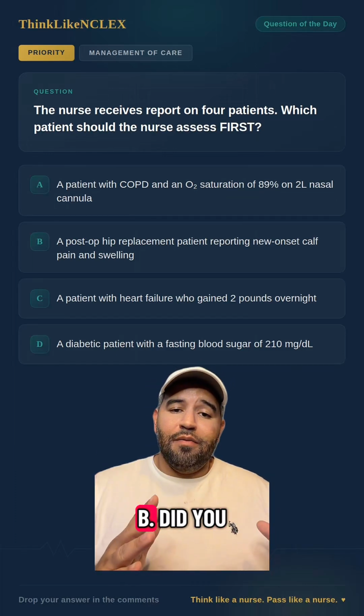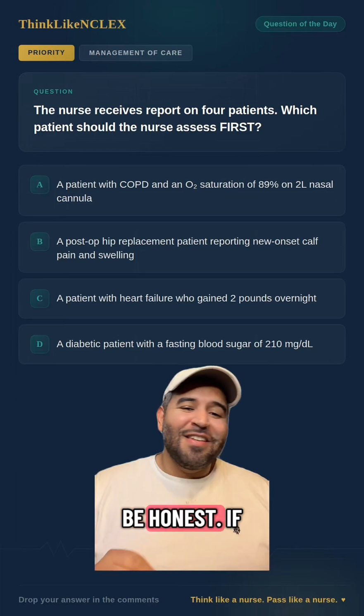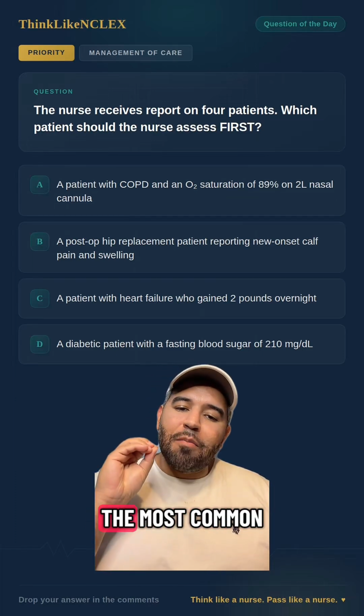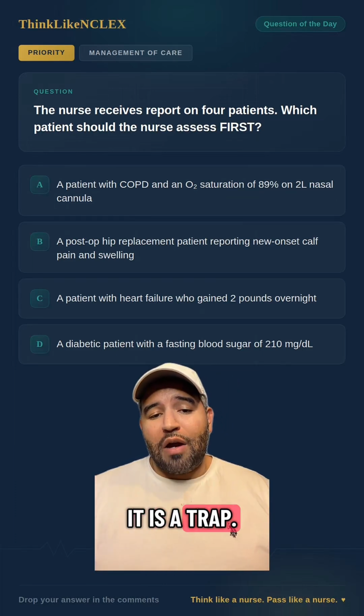The answer is B. Did you get it right? Drop the answer in the comments. Be honest. If you picked A, don't worry. That's the most common wrong answer. And now you know exactly why it is a trap.